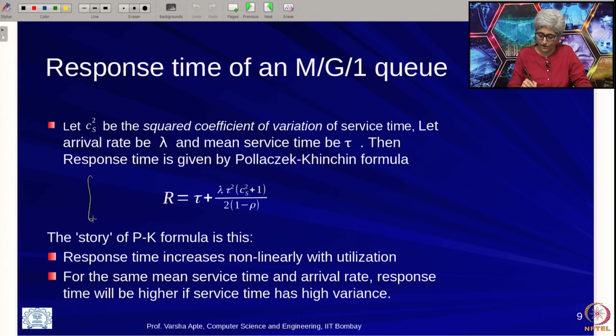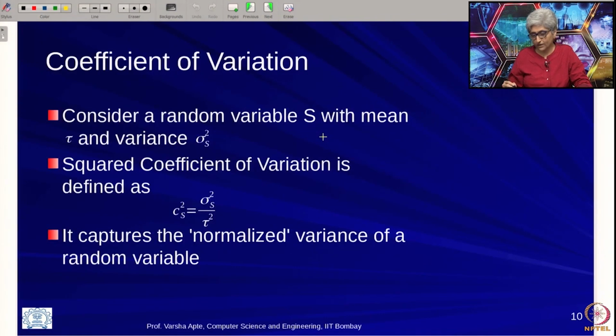So, this is the formula. Let me explain what comes in this. Let Cs squared be the squared coefficient of variation of service time. Now, what is the squared coefficient of variation? I am going to show you another slide for this. For any random variable, the coefficient of variation is defined. In our case, of course, we are looking at service times. Suppose it has mean tau and variance sigma squared s. Then the squared coefficient of variation is defined as sigma squared s divided by tau squared.